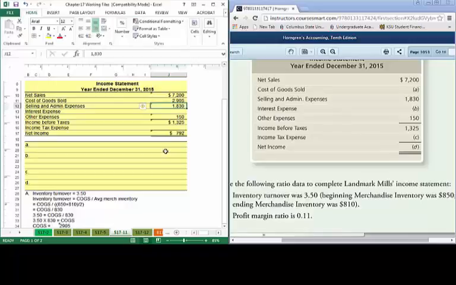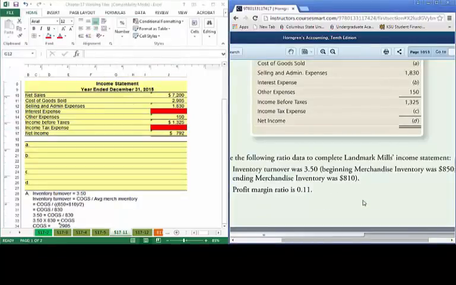Okay. We've got selling and admin. Let's find interest expense. So let's look. We know what other expenses are. Income before income taxes, we know what this is. So we know what net sales are, cost of goods sold, selling and admin. We just need this one. We can kind of figure that out too. Let's see. They tell us what it was.